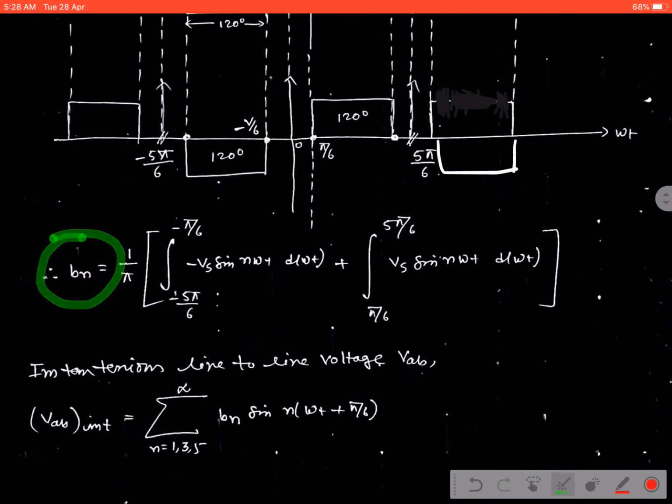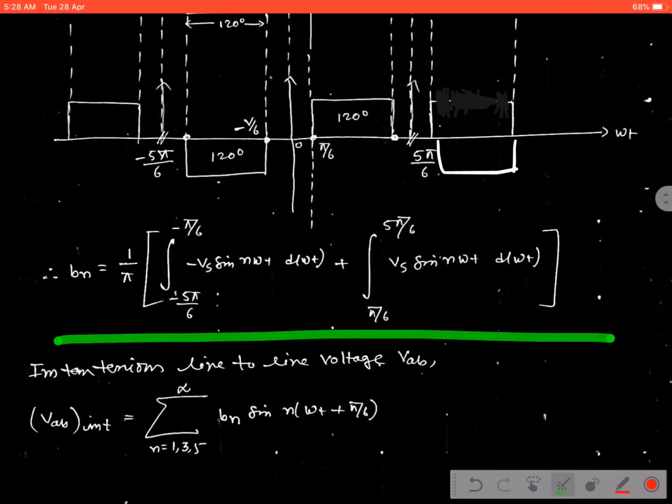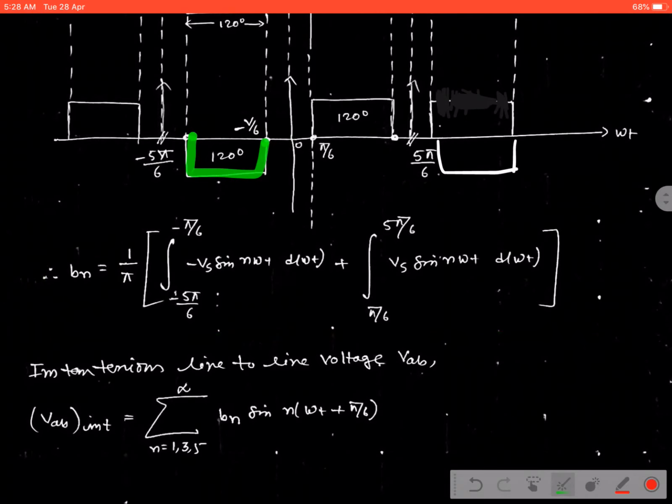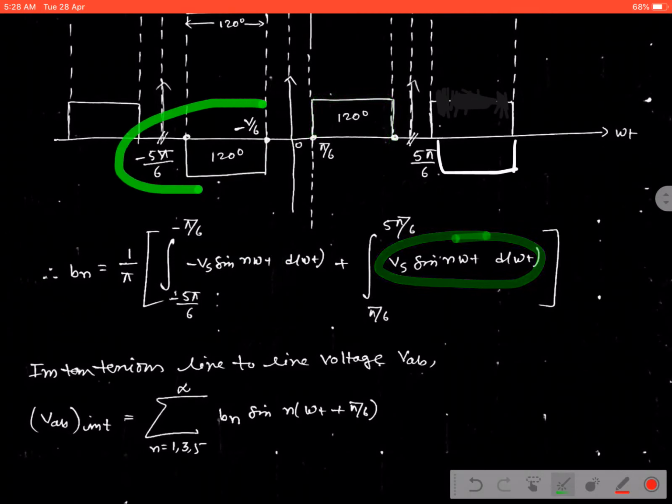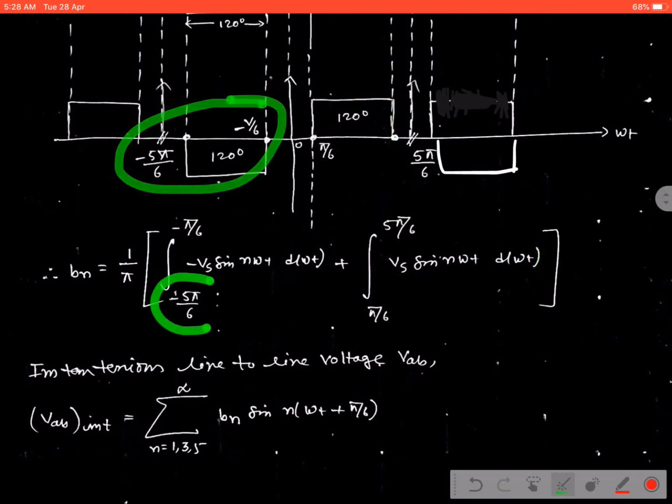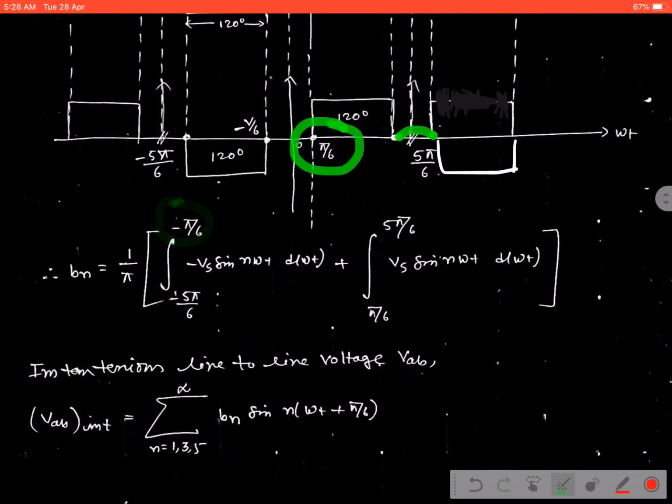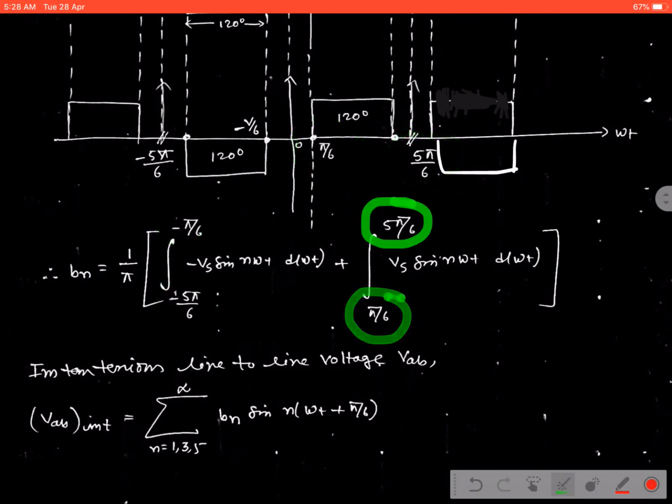So if the waveform is symmetrical to each other, then we can form the expression, which is taken from the coefficient part of the Fourier series, that is defined by this expression. In this case, that is the negative peak, that is why minus Vs sine n omega t, and this is the positive peak here, that is plus Vs sine n omega t, and this is confined between minus pi by 6 to pi by 6, and this is confined between pi by 6 to 5 pi by 6.